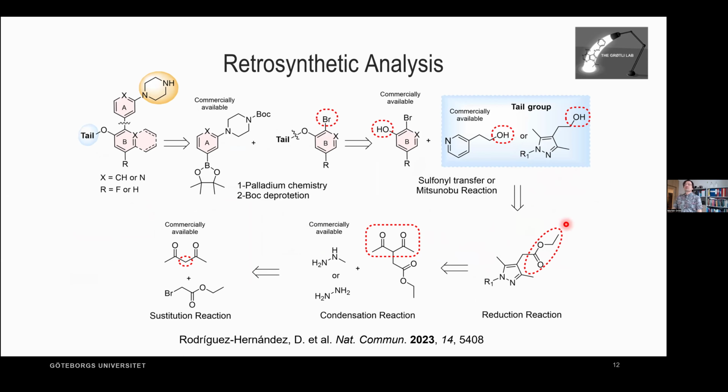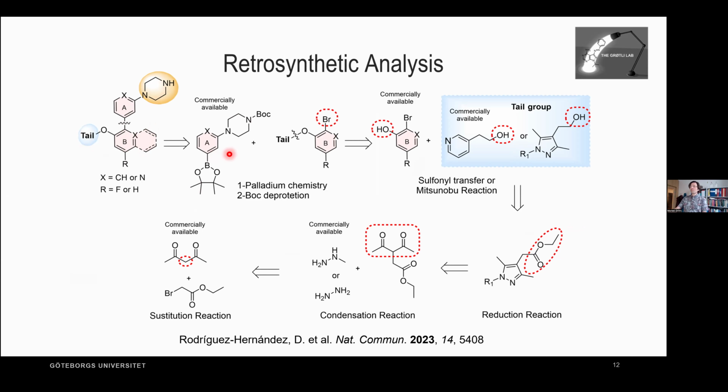And if we look a little bit at how we imagine making this, this is the retrosynthetic analysis of this class of compounds. As you saw, we had a B core that could be monocyclic or bicyclic. It could have a heteroatom in here. We should have the head group, and we should have the tail. And then the idea here was that a compound like this is commercially available.